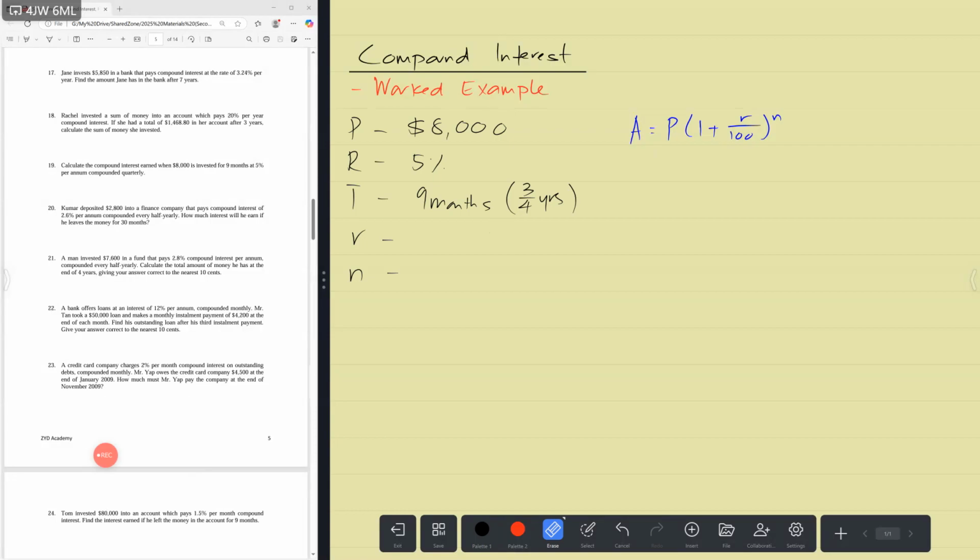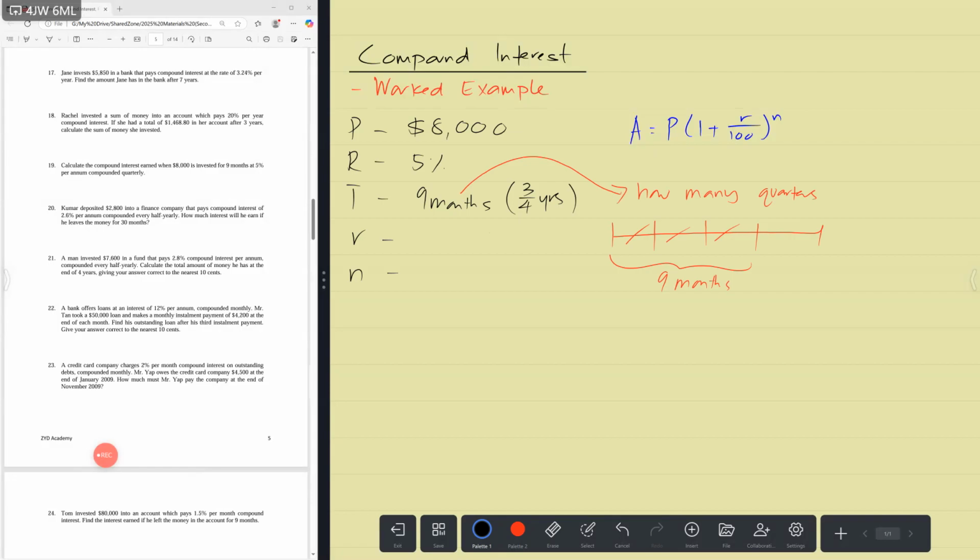Because they mentioned it is compounded quarterly, you should ask yourself, in a period of 9 months, how many quarters are there? In a period of 1 year, you have 12 months, right? So this is 6 months, this is a quarter. So this is the total duration of time, 9 months. And in this case, there are a total of 1, 2, 3 quarters. So there are 3 quarters in this period.